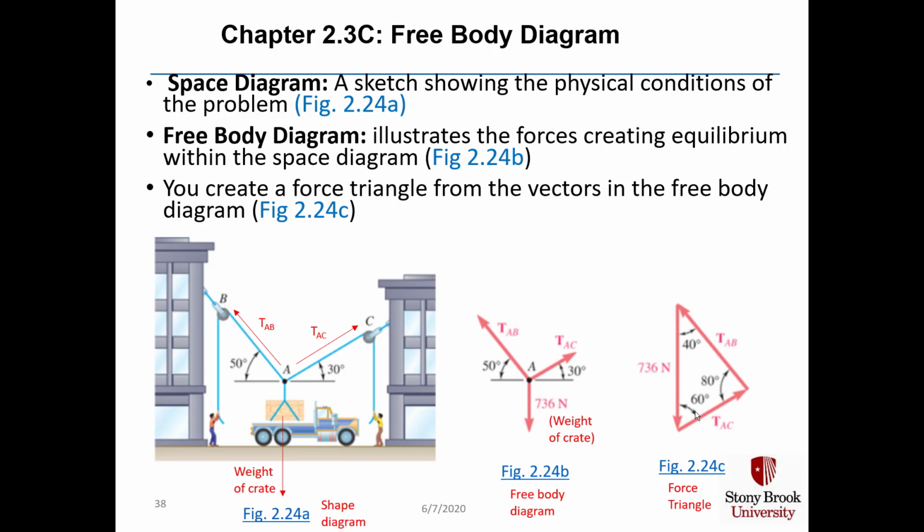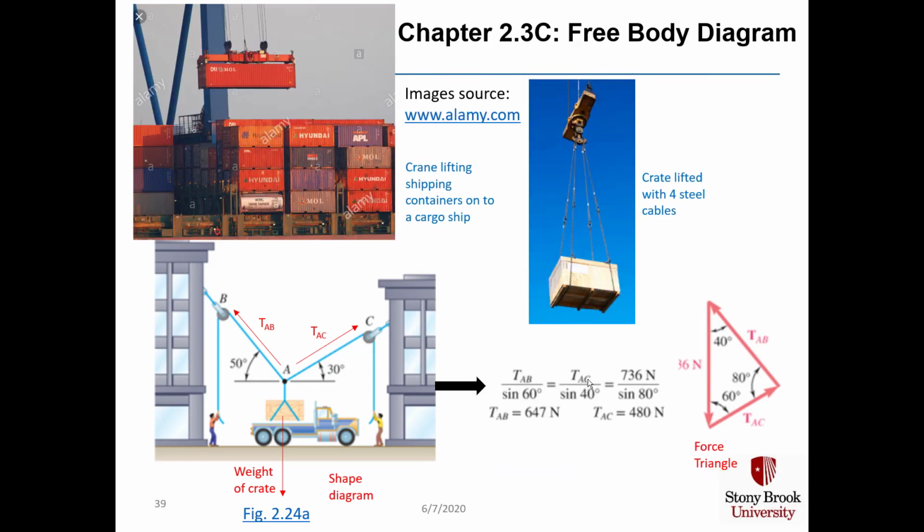The third angle in the triangle between TAC and TAB is 80 degrees, because 180 minus 40 minus 60 is 80 degrees. There's a couple of photos showing how real cranes work. Real cranes use more than two cables to lift heavy boxes, because while two cables is stable in a plane, real crates aren't two-dimensional, they're three-dimensional.